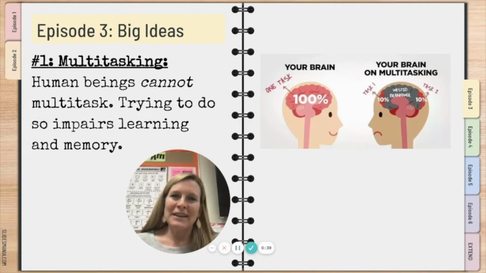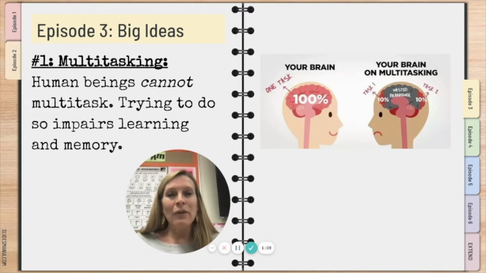So multitasking. We often think that we can multitask as humans, but in actuality, none of us can multitask. We can task switch. So if we have a skill or something that we have created a habit for, or it's automatic, we are good at task switching fast. But when we think about our students, we do not want them to task switch.